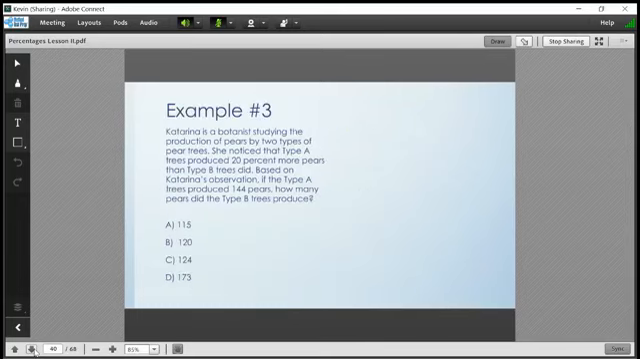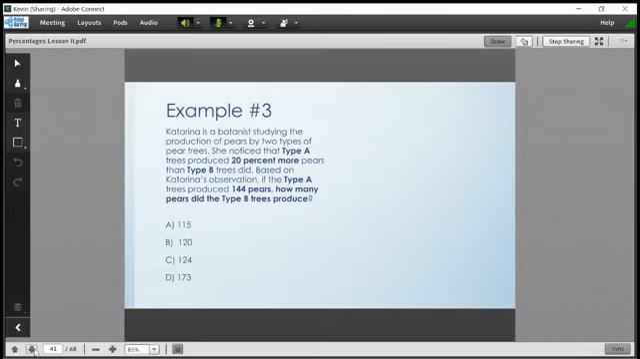So let's take a look at our next example. We have Katerina as the botanist, and she has type A and type B pairs, and she knows it's a 20% increase from B to A, and eventually ends up with 144 pairs. So let's focus on our most important points here. We have type A and type B. We see 20% more than type B. So A was my original, B is my new. I'm sorry, B is the original, A is the new.